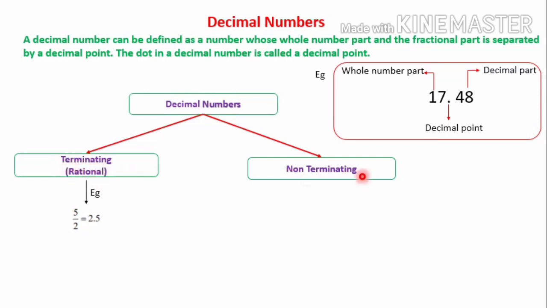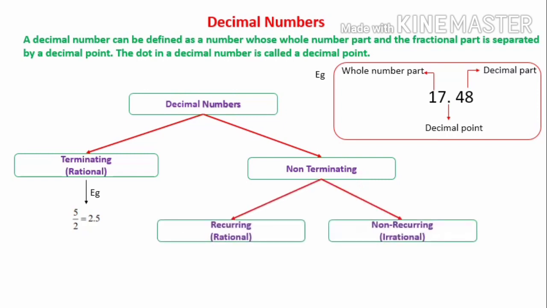The second category is non-terminating decimal numbers. Non-terminating decimals are those which keep on continuing after the decimal point. These non-terminating decimal numbers can be classified into two: recurring and non-recurring. That means non-terminating recurring and non-terminating non-recurring. Here, the term recurring we must explain. Recurring means repeating periodically.